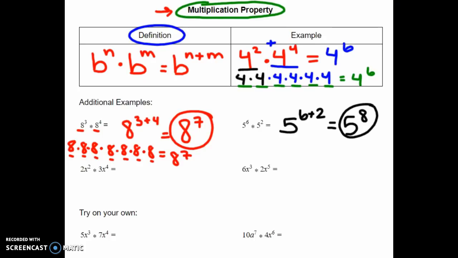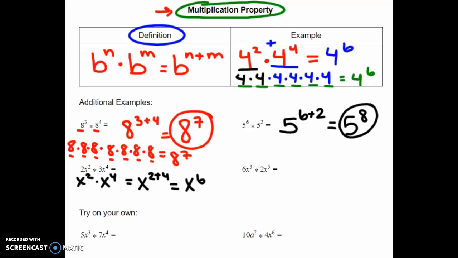Now, if you notice down here, in these other ones, we have a little different situation going on. We have letters and numbers going on, and we have a variety of different bases. So here, notice that we still have a base with our exponents. If we're looking at our exponents, we have x to the second and we have x to the fourth. So when we have x to the second times x to the fourth like that, we can still use our multiplication property with our x's. So I can add those exponents, 2 plus 4, so I get x to the 6th.